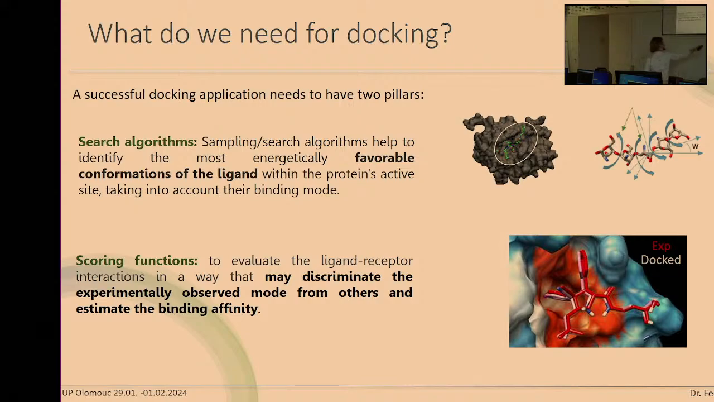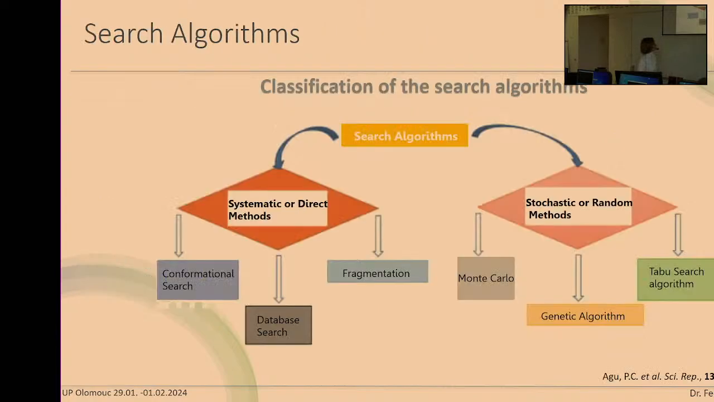For this reason, it's better to have a co-crystallized ligand inside the target, because if we have this kind of situation, we can evaluate the performance of the scoring function by overlapping the docked conformation with the experimental one. This procedure is known as redocking, and I think it is the first step that we have to do when we start docking calculations. Now let's see both search algorithms and scoring functions better.